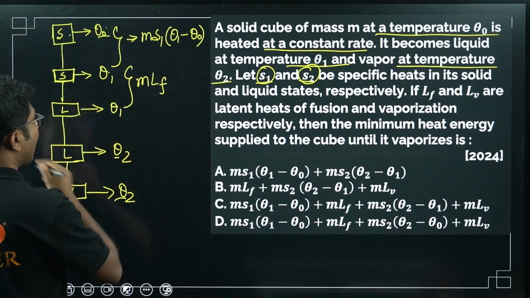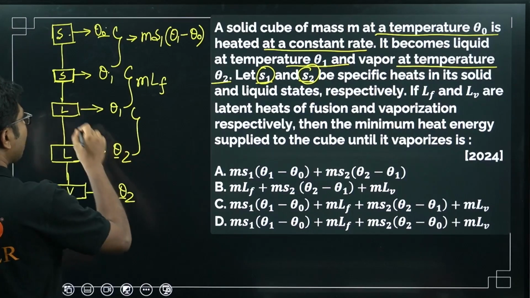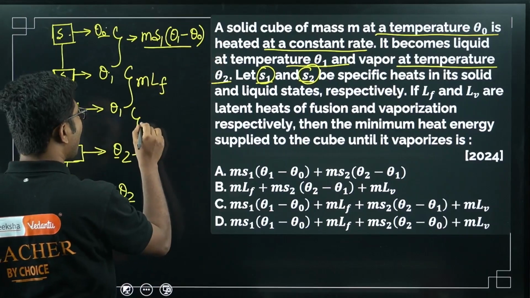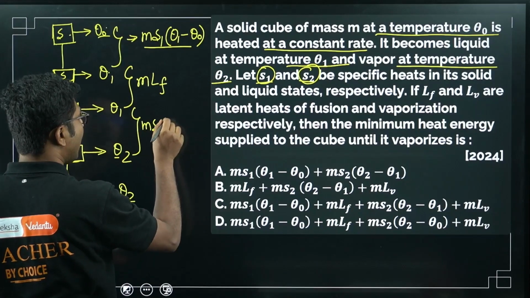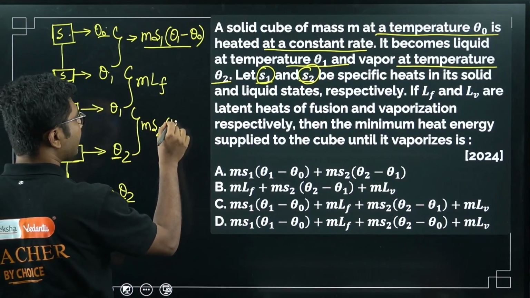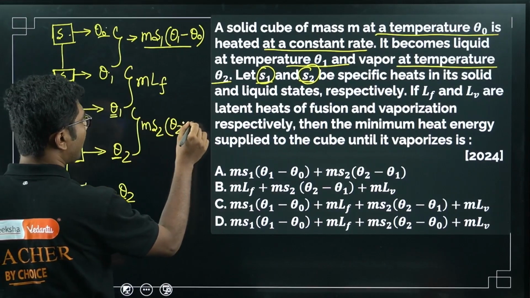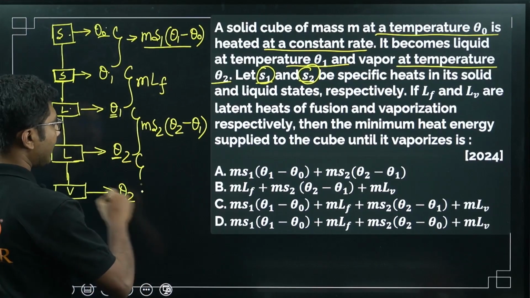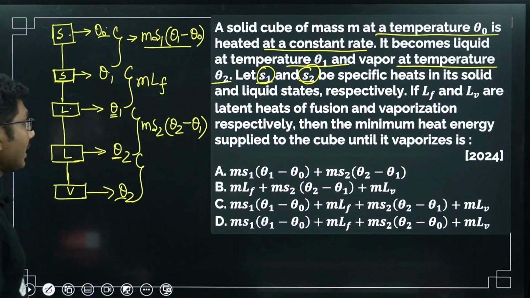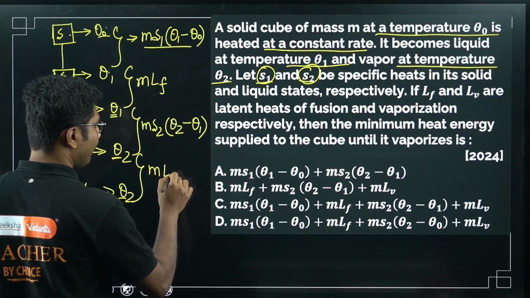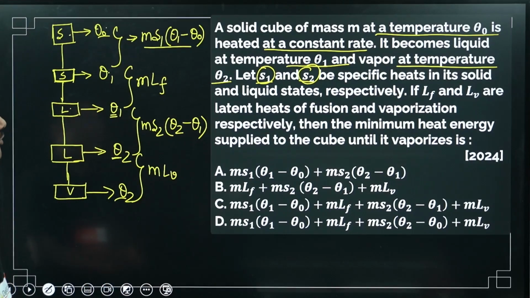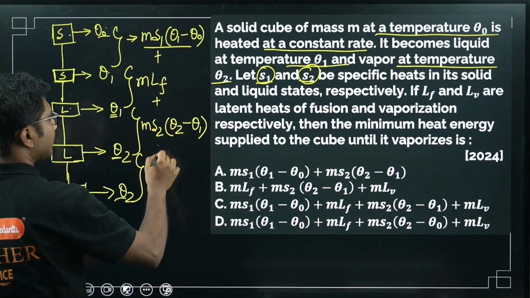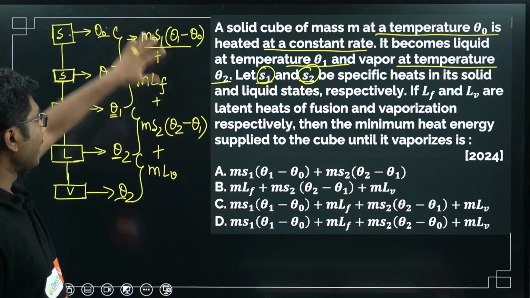Now how much heat is required for the liquid to go from theta 1 to theta 2? Again the same formula as this, but the only difference is it will be s2, and the final temperature is now theta 2 and the initial temperature is now theta 1. Only this will change, right? Now how much heat is required for it to vaporize? Again the same formula, m L V. Now what is the total heat required? Total heat required is the addition of all these things.